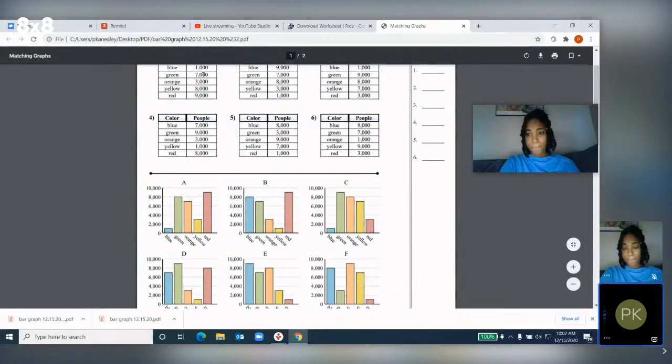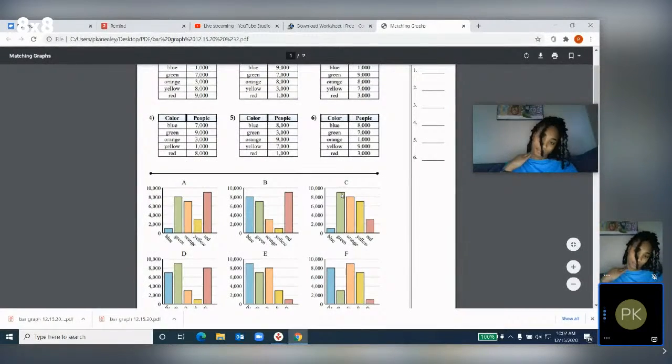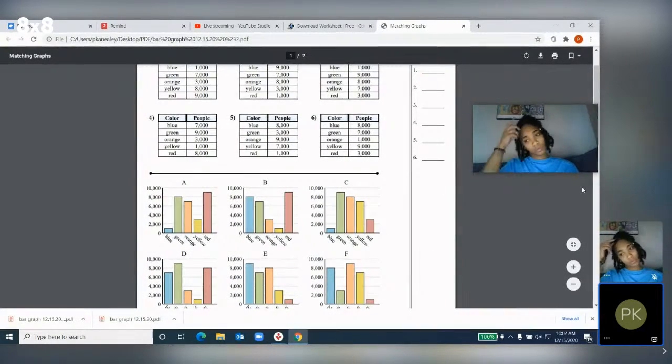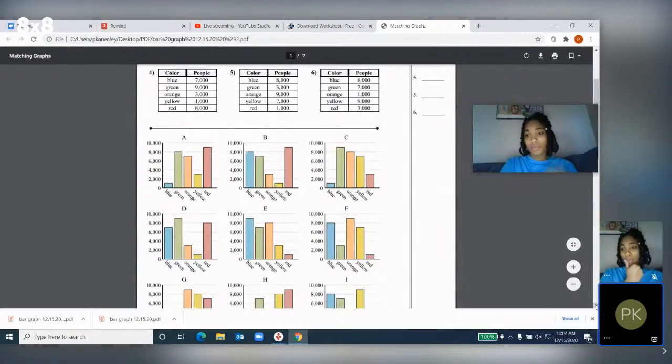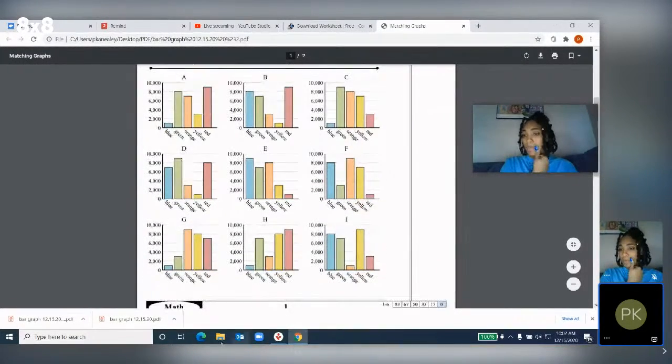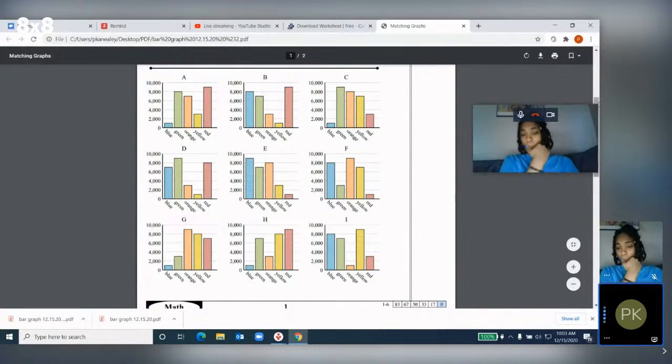Green is 7,000. So in graph A, green is 7,000. So we know it's no longer graph A. Graph C, nope, it's almost 9,000. So we have to go to the bottom two where it's 1,000. So right here, we look, green is 5,000. And over on H, oh, it's 7,000. So that looks like a good candidate. We want to do one more. We want to go back up.